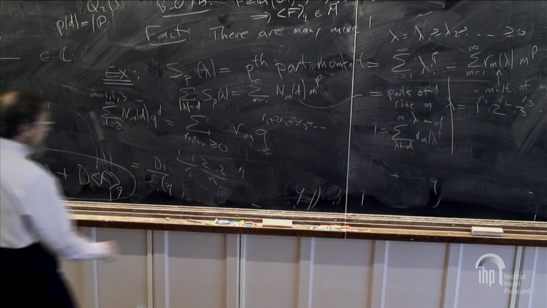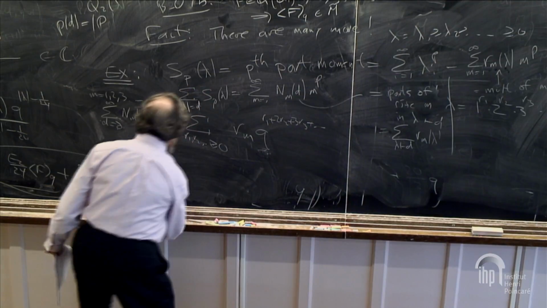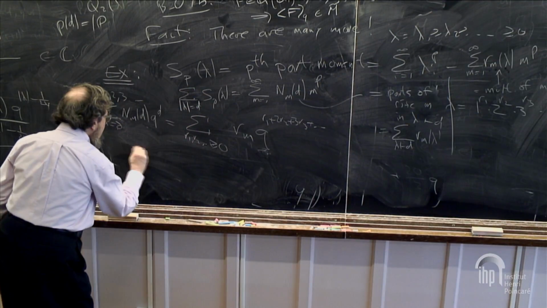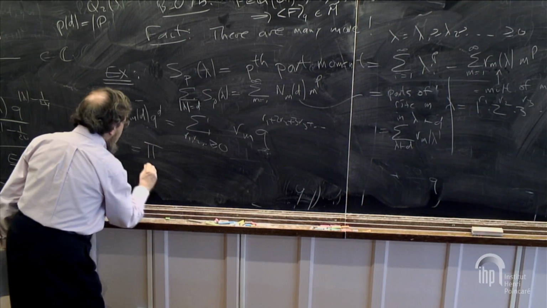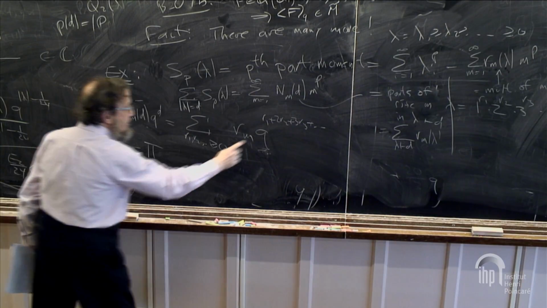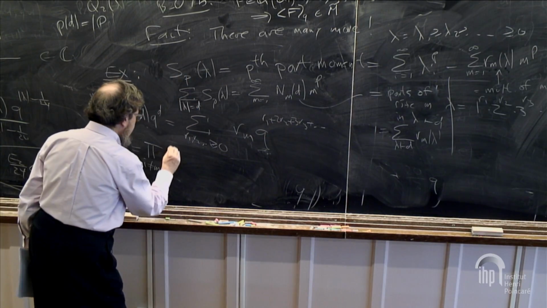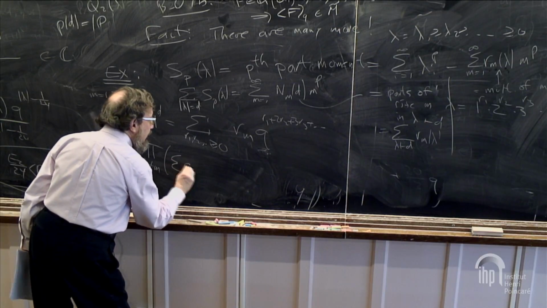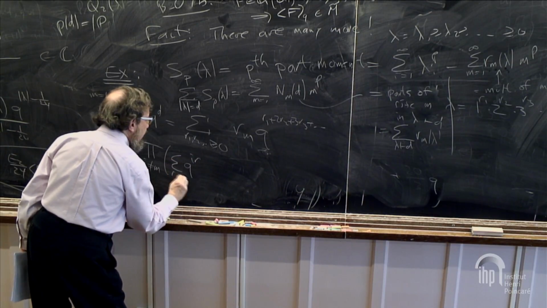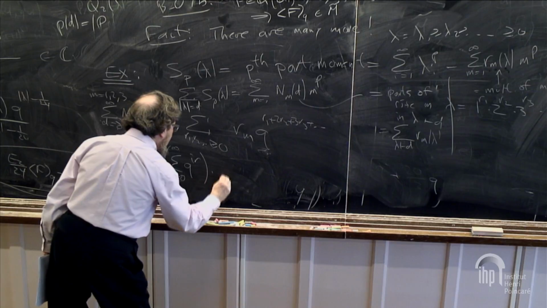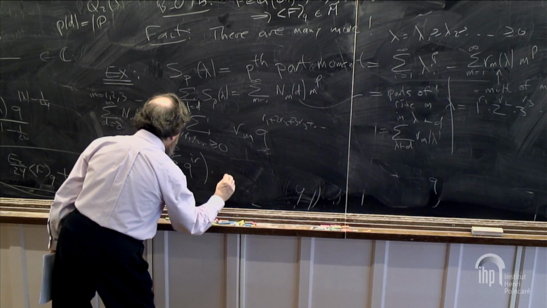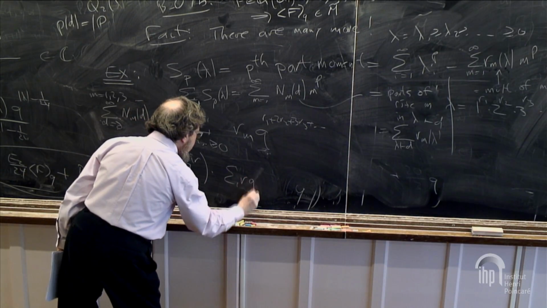But now this is a typical and very easy generating series calculation. This is equal to the product: for every i different from m, I just have the sum of q to the i R, but if i is equal to m, then I have R times q to the mR.